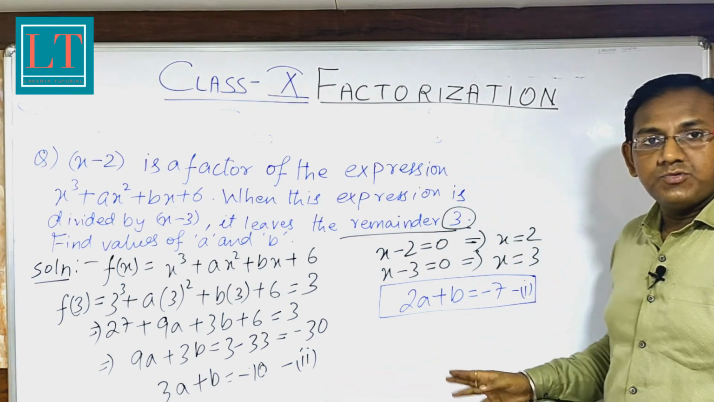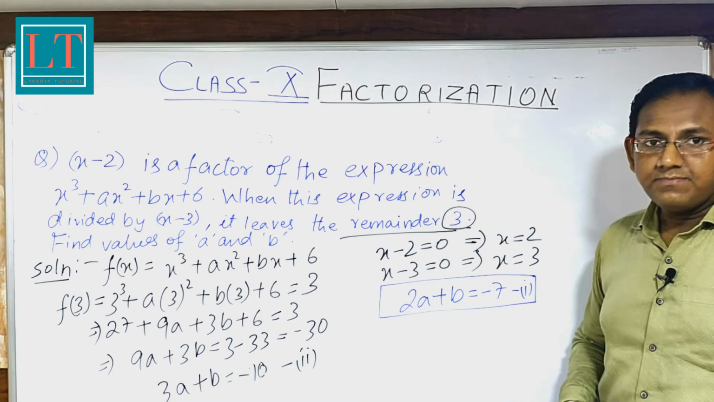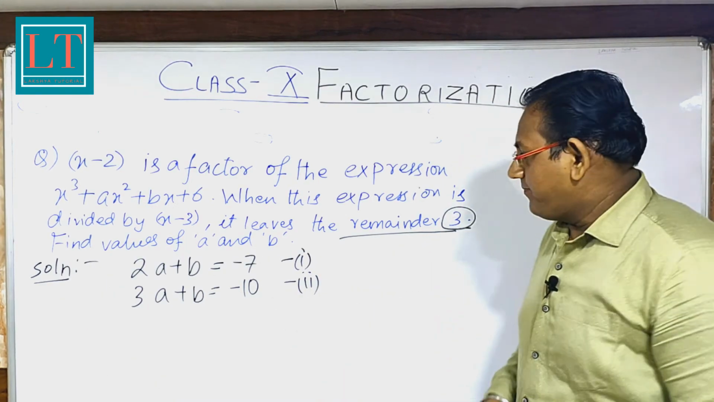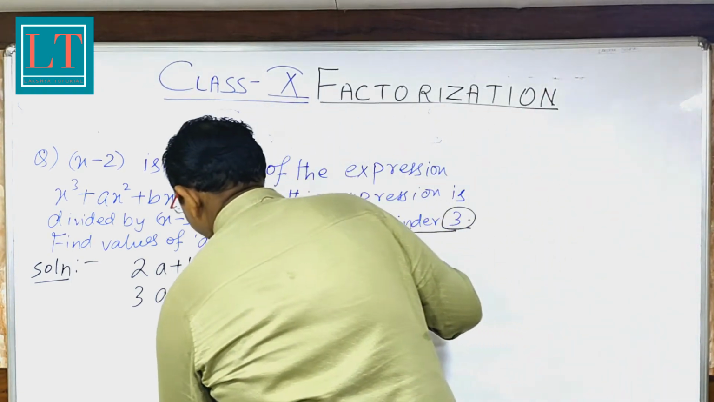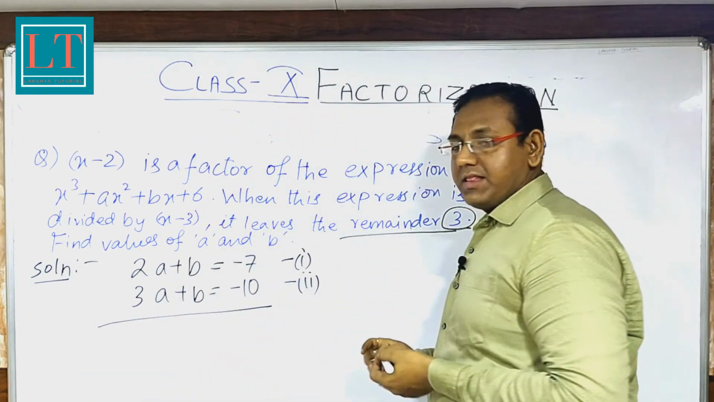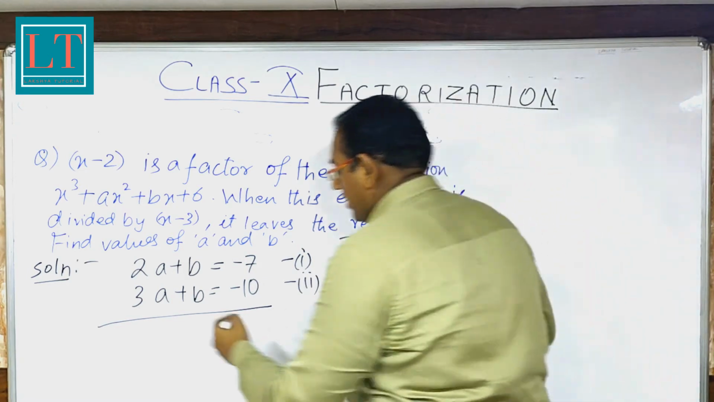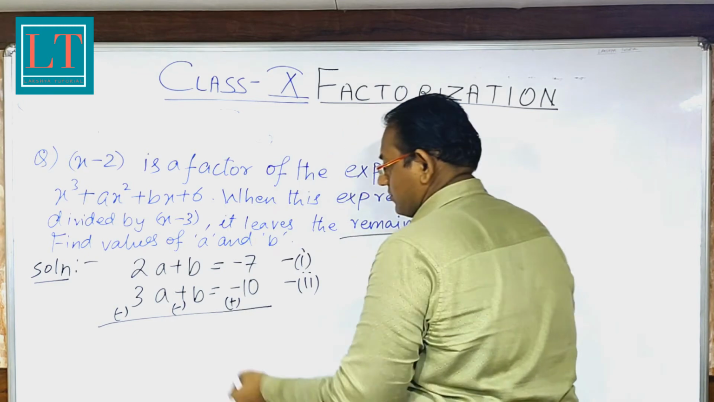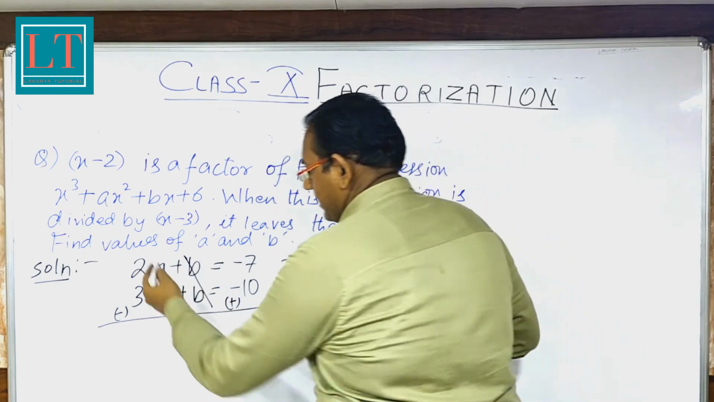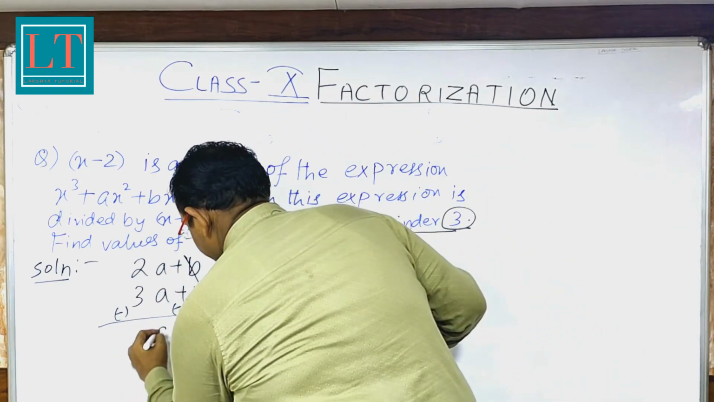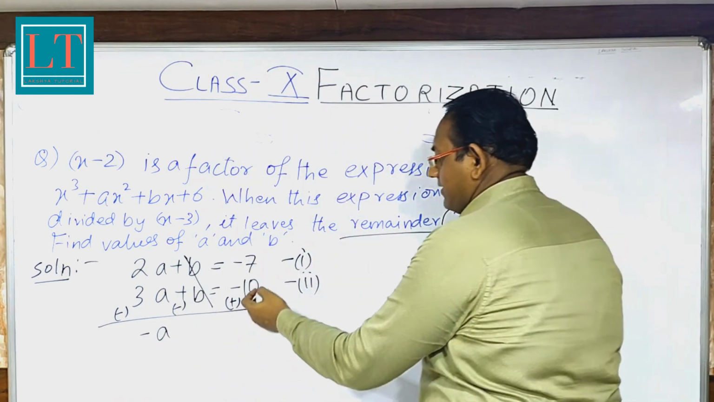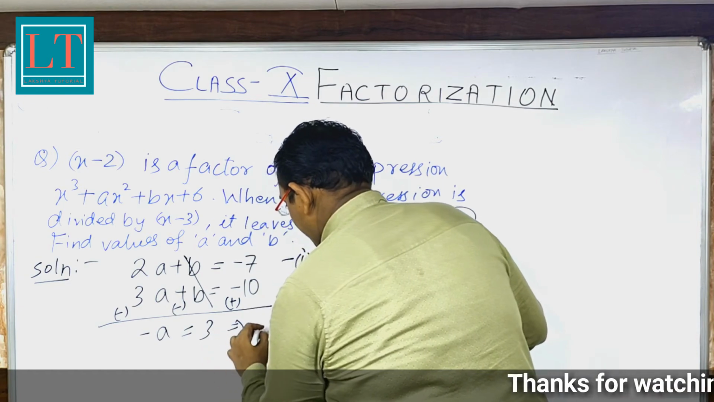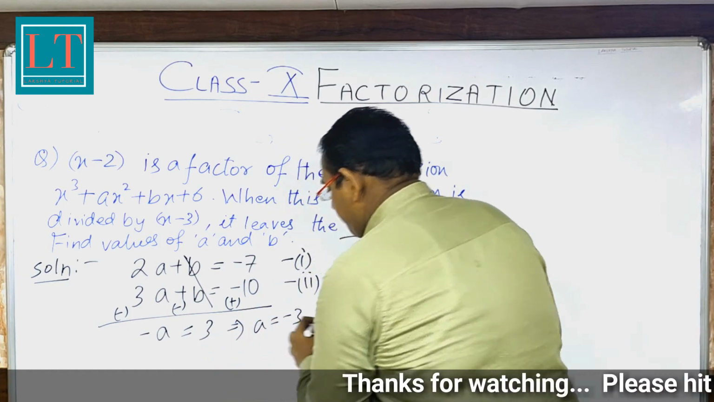Let us simplify the simultaneous equations. Now let us solve these two simultaneously. If you observe, the coefficient of b is 1 here, so let us quickly change the sign in this expression. So this part will cancel. 2a minus 3a gives minus a, and minus 7 plus 10 gives plus 3. So from this, the value of a comes to be minus 3.